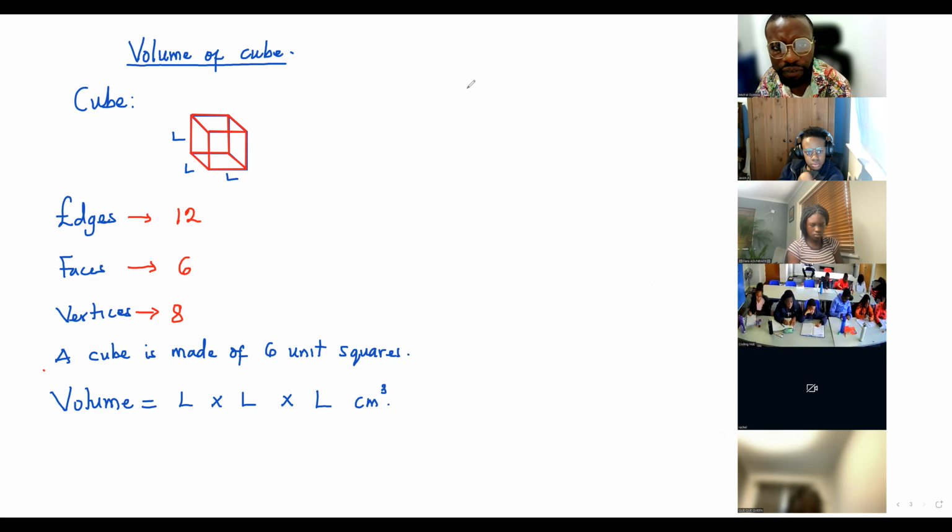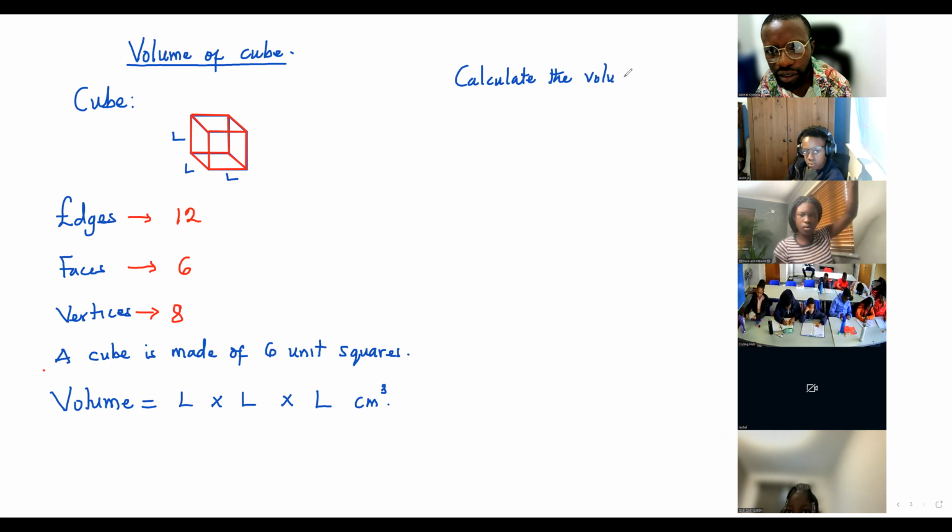Right, let's do something. Calculate the volume. Yes, Dara.